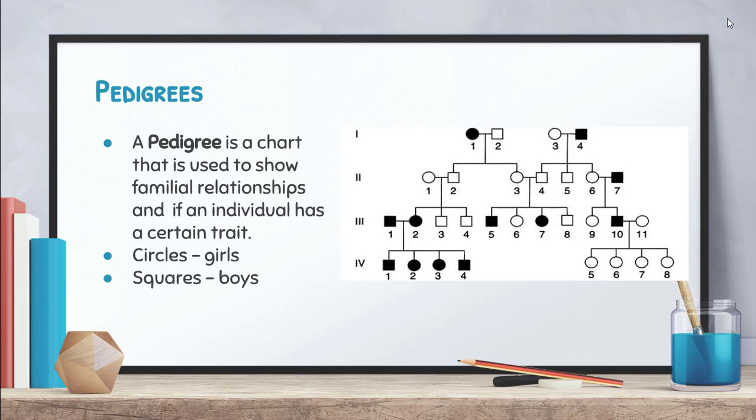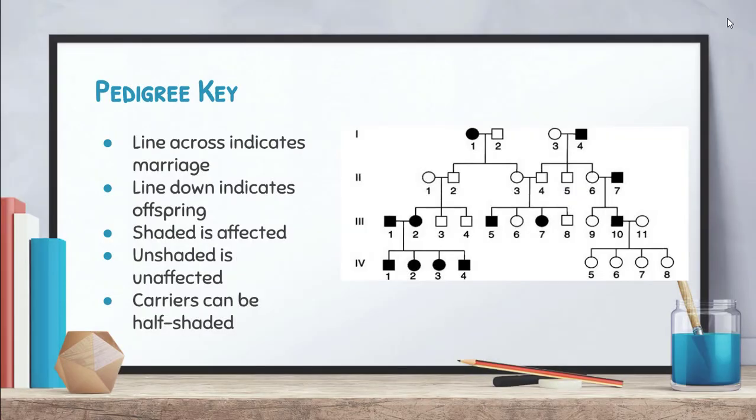If we take a look here, for example, on the far right-hand side, look at generation 3, Roman numeral 3, so the third one down. All the way on the right-hand side, we have 10 and 11. 10 and 11 are parents of 5, 6, 7, and 8 below that. So 10 and 11, a boy and a girl, had 4 girls, all of which did not have the trait. 10 has a sister, which is number 9. And those are the offspring of 6 and 7.